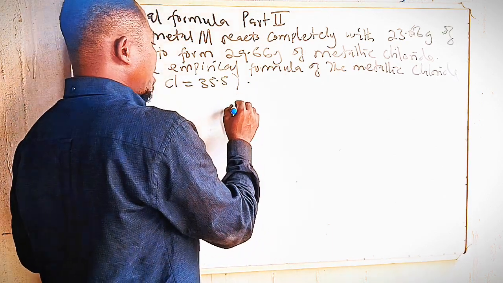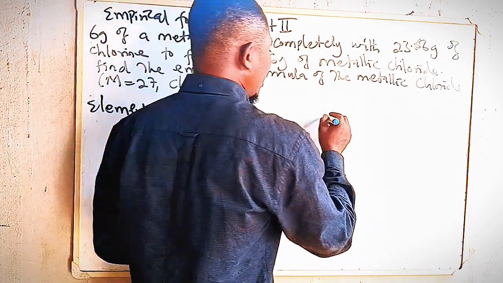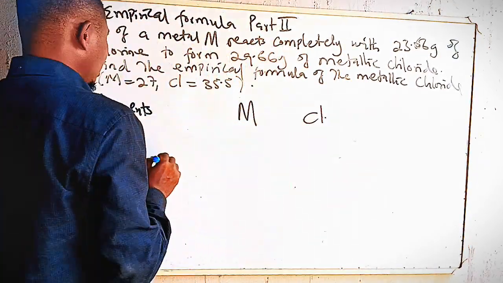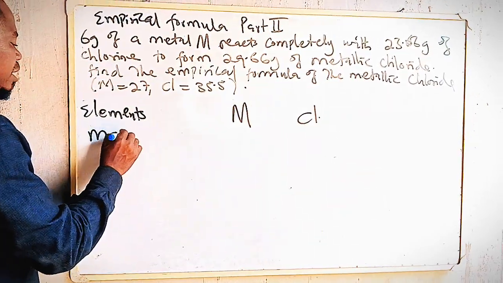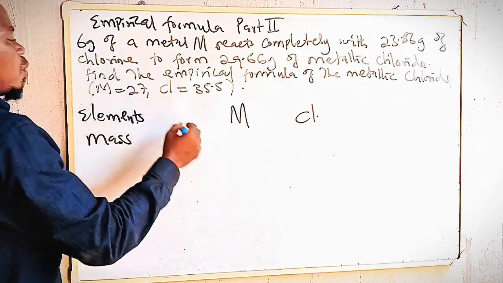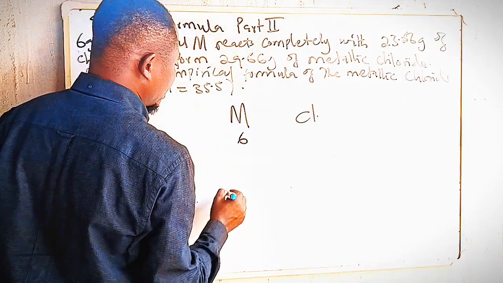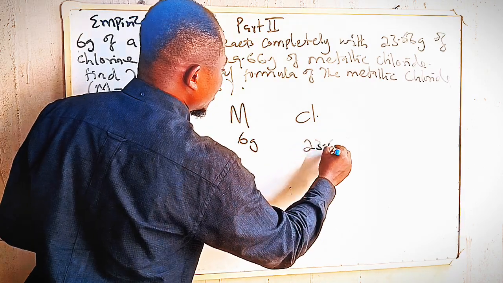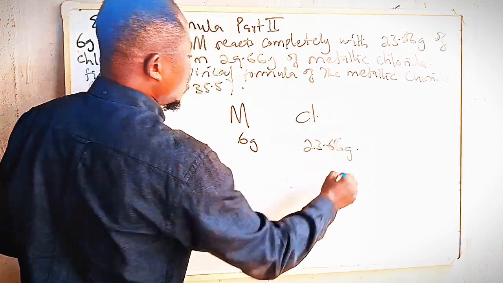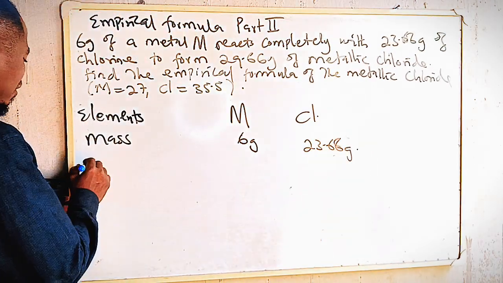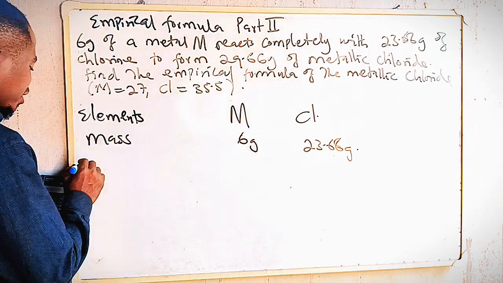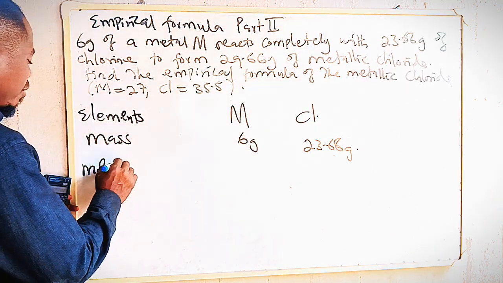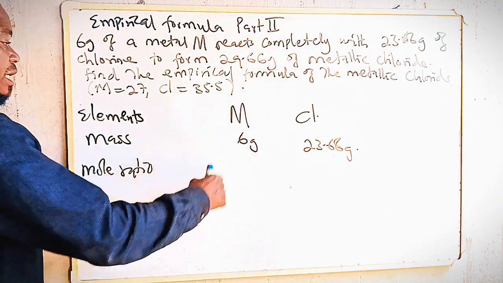So we're going to have the elements: M and Cl. Let's write out the reacting masses. Given we have 6 grams of M and then 23.66 grams of chlorine. Now we'll find the mole ratio. How do we find our mole ratio? By calculating the number of moles.